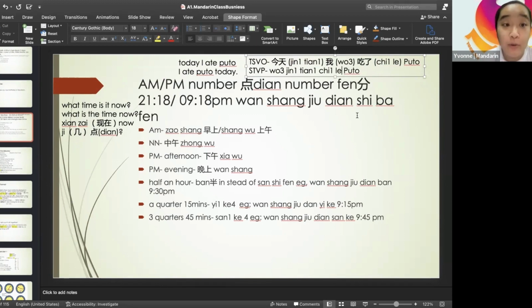It's just that I ate puto. So don't worry about this. This is just for you to know. No differences in these two sentences. So which one would I suggest you use? I would suggest you use whichever is more comfortable for you. Personal preference, I like to use time first, TSVO, instead of STVO, depending on what you like.